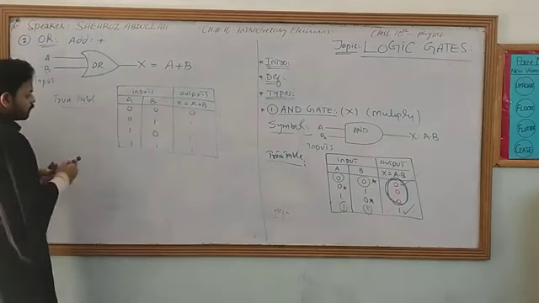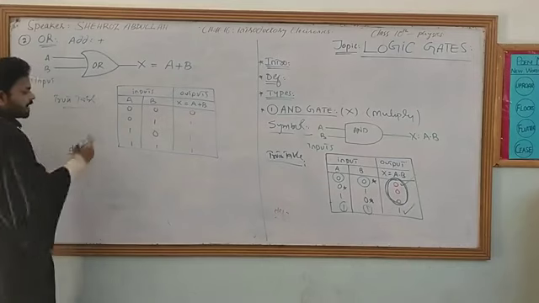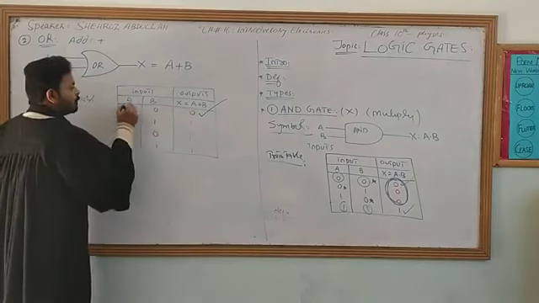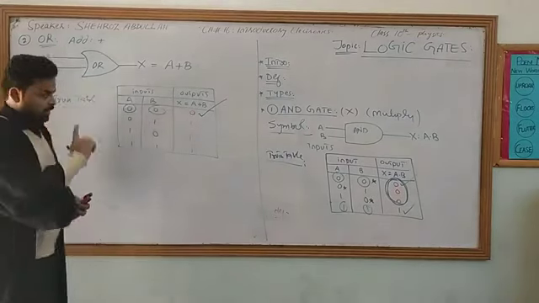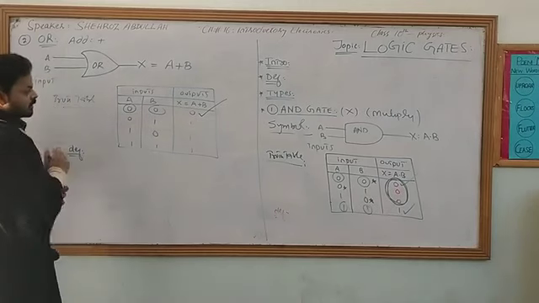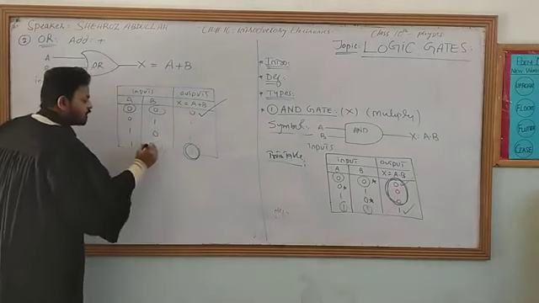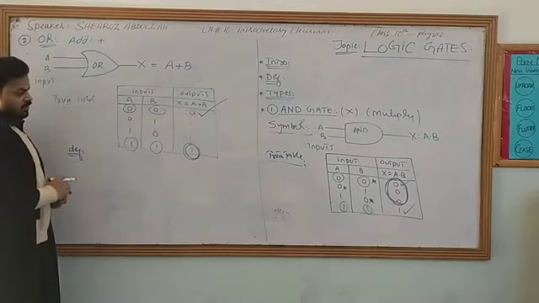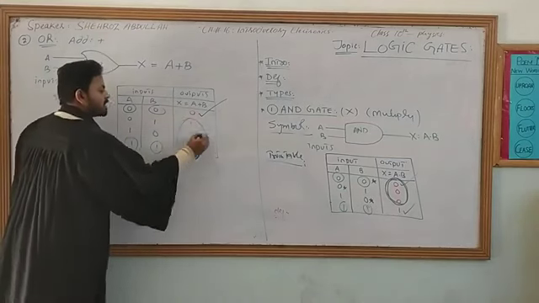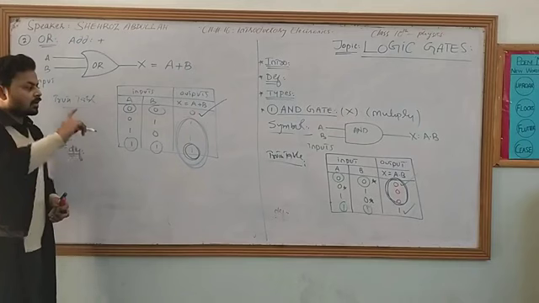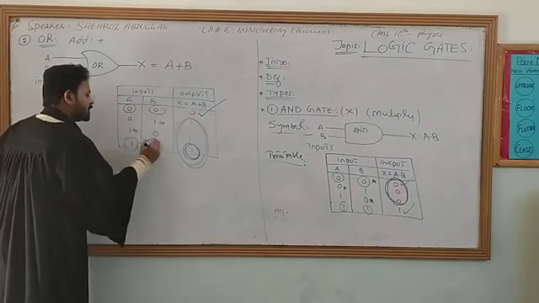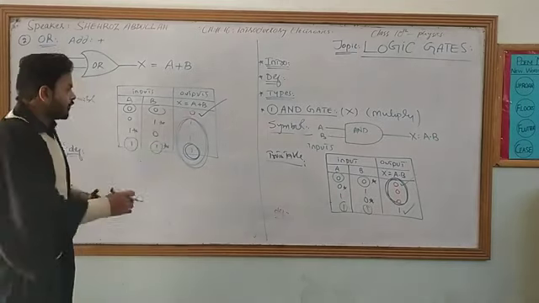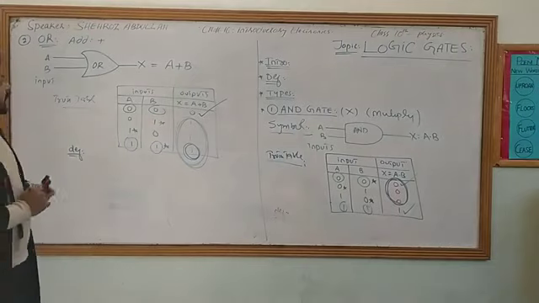Okay, now we can define this in different ways. How can we define it? Look, the gate whose output is 0 when both the inputs are 0. This is the first definition. Coming towards the second definition. The gate whose output is 1 when both the inputs are 1. This is the second definition. Now coming towards the third definition. The gate whose output is 1 when any of the inputs is 1, known as what?